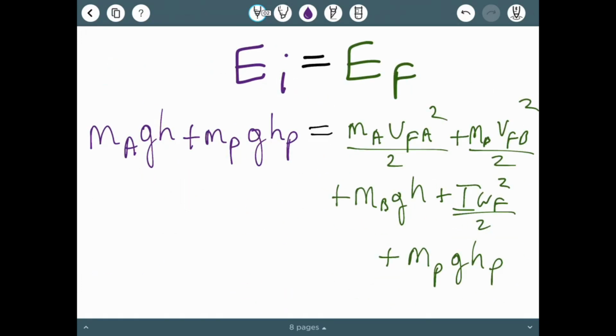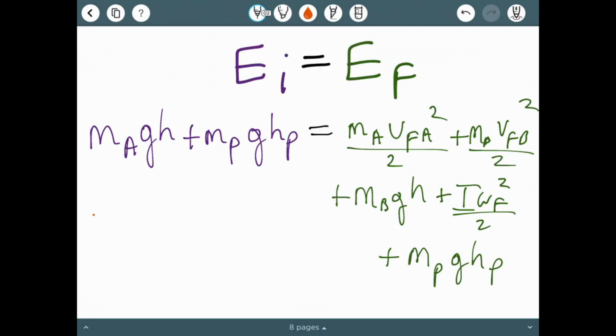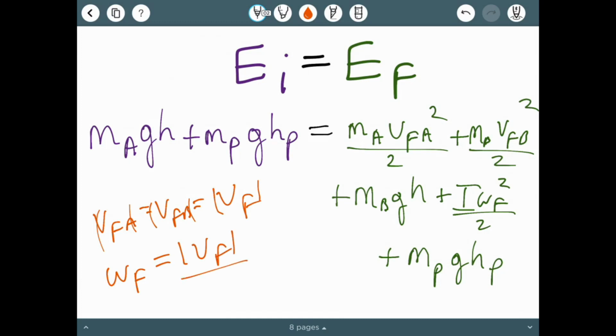Alright, so I set the two energies equal to each other with all these expressions. I recognize that MPGHP, the gravitational potential energy of the pulley, is the same, so I'm going to be able to cancel those out. And that the final speeds of the rope and masses A and B will be the same. And the angular velocity final will be the final speed over r.